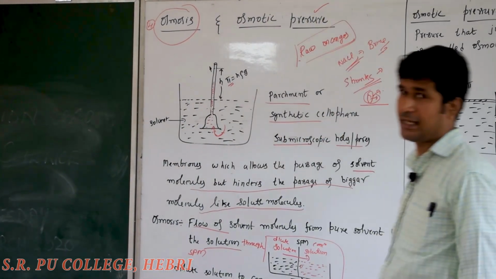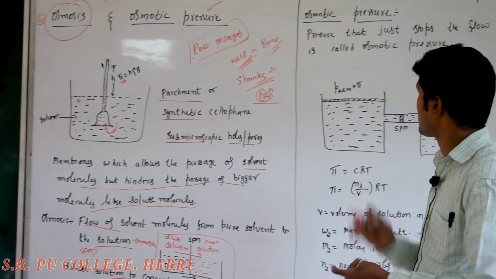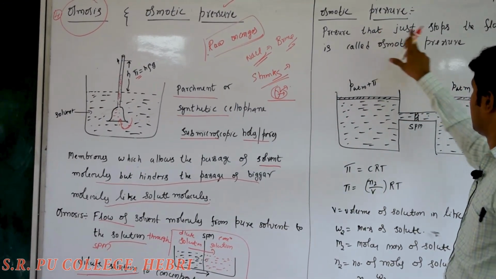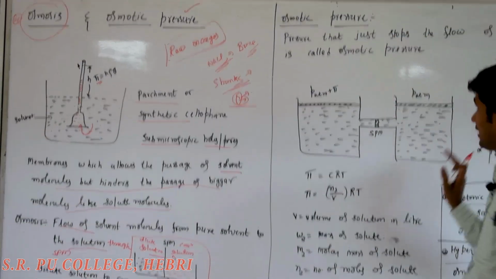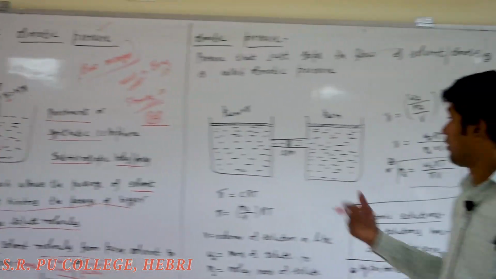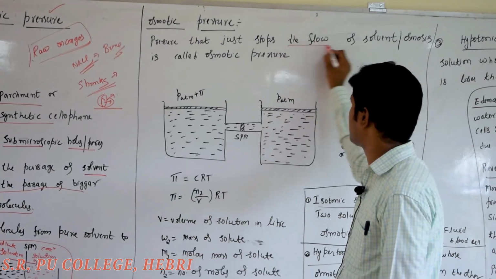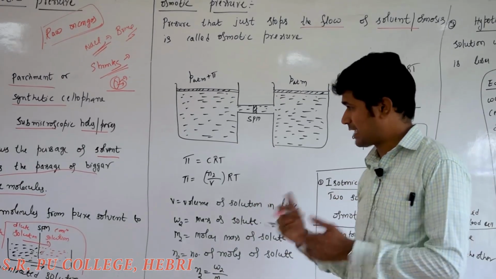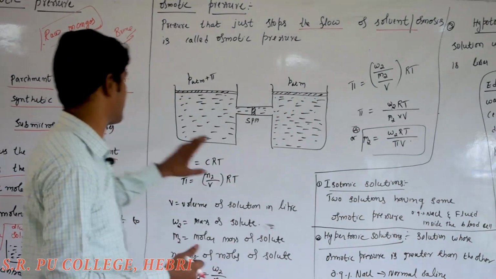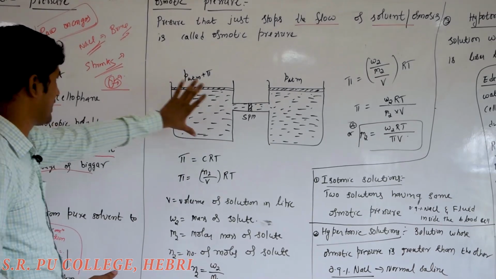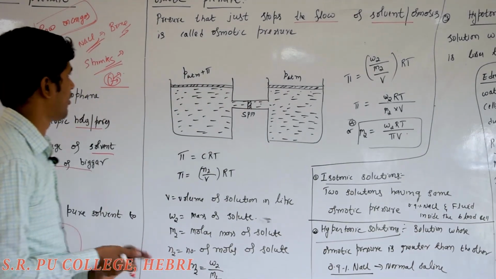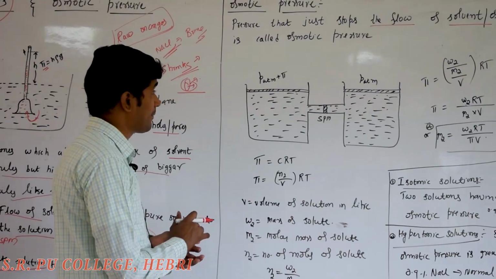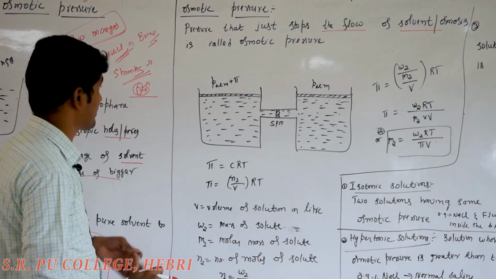Osmotic pressure is a colligative property. So what is this osmotic pressure? Osmotic pressure is nothing but the pressure that just stops the flow of solvent or osmosis. Okay, the pressure that just stops the flow of solvent or osmosis. So let us explain, okay, or let us know these things. Here I have taken two solutions. Okay, you can take solvent or solution or anything, which are separated by a semi-permeable membrane.